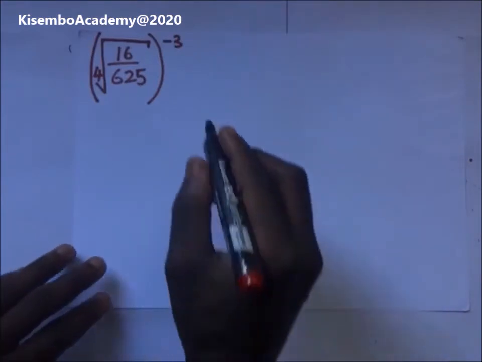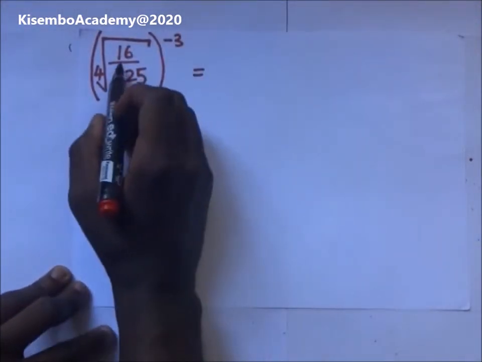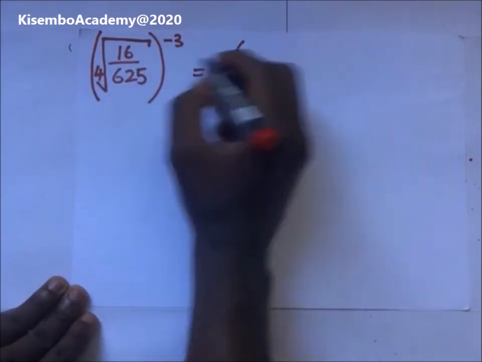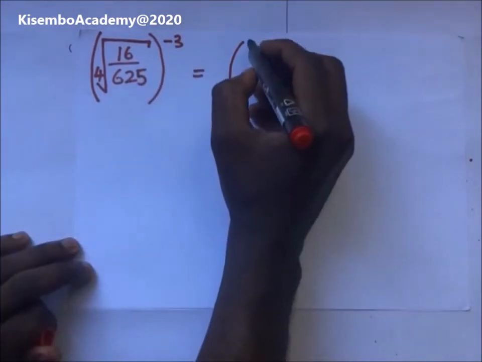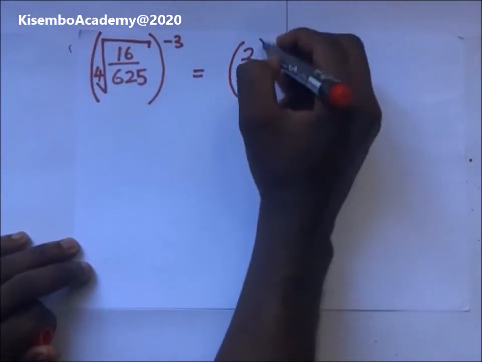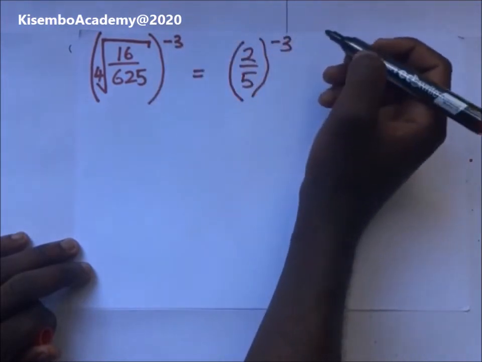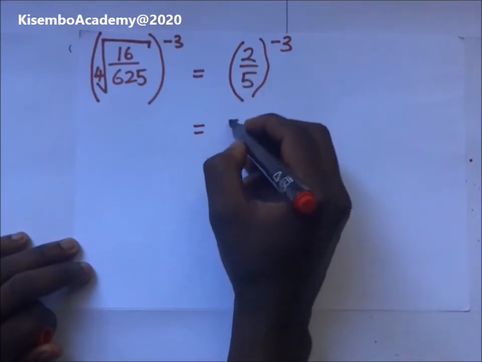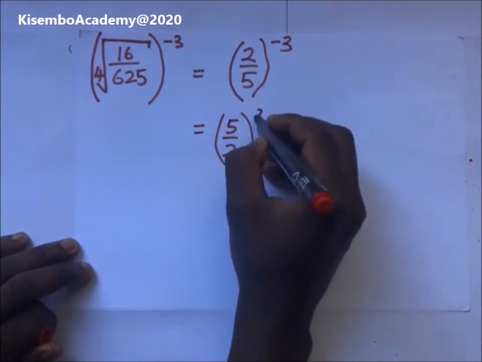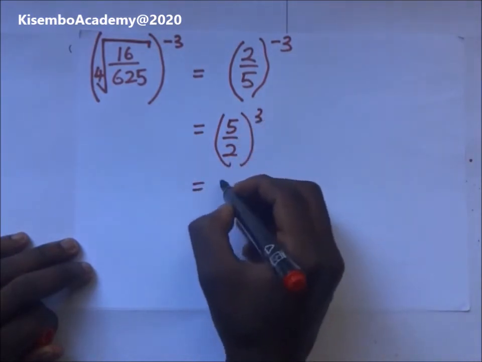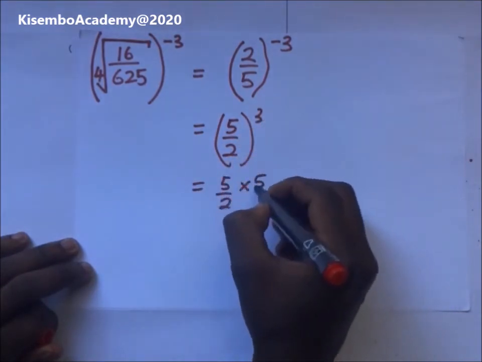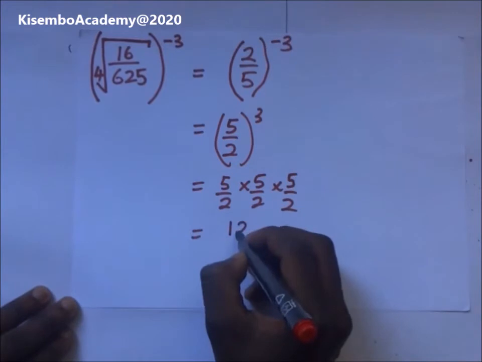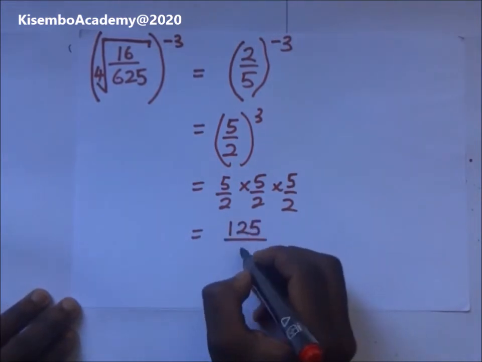Now, of course, solving this kind of number, this is equivalent to, we are supposed to first find the fourth root of 16 and the fourth root of 625. So this is going to become the fourth root of 16, 2 over 5, and this is to the power negative 3. So this is the same as, to remove that negative, you get the reciprocal of that number. So it's going to be 5 over 2, all this is to the power 3. And our answer is going to become 5 over 2 times 5 over 2 times 5 over 2. You end up with 125 over 8.